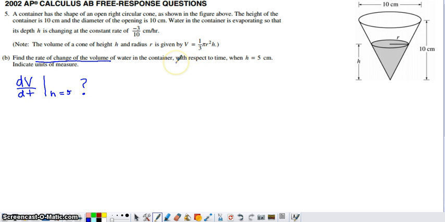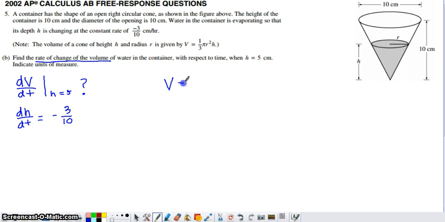Now, this is a related rates problem because what we want is an unknown rate, and what we have back here is another rate. They tell us that the depth of water in the cone, H, is changing at a constant rate of -0.3 centimeters per hour as the water evaporates. So as a derivative, we would define that as dH/dt equals -0.3, in centimeters per hour. If we're looking for dV/dt, we're going to have to take the derivative of our volume formula.